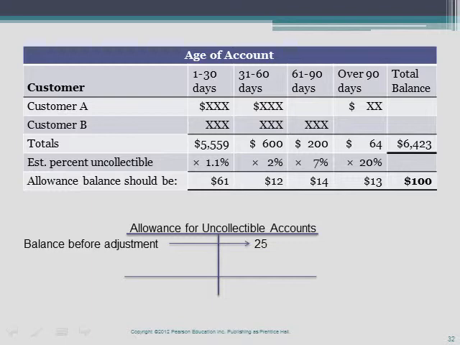This is an example of an abbreviated aging schedule. Customer account balances are grouped by days outstanding. A percent collectible is estimated for each category. The older the account, the less likely payment will be received. The totals on the columns come to $100. This is the amount the allowance account should equal after adjustment. Assume the allowance account had a beginning balance of $25. An adjustment of $75 would be needed.